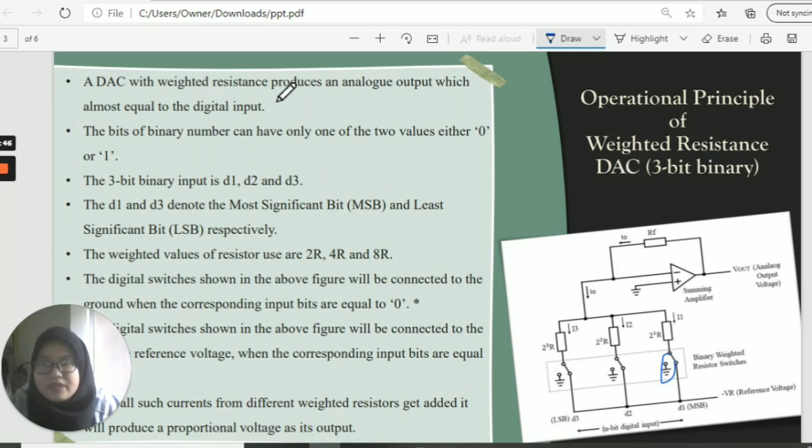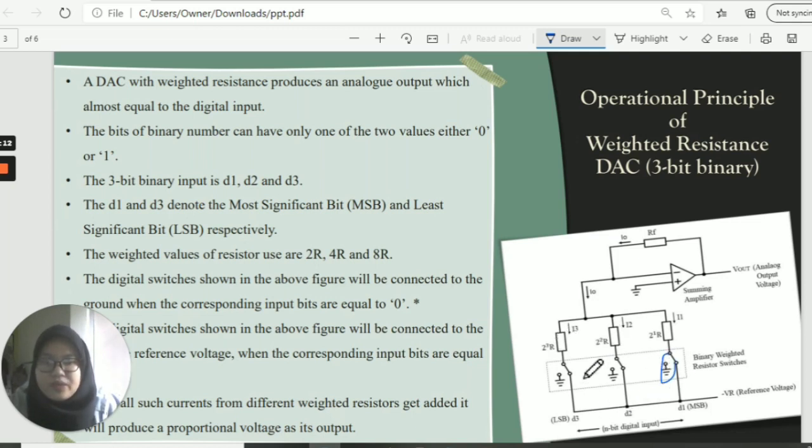So a DAC with weighted resistance produces an analog output which is almost equal to the digital input. The 3 bits of binary can only have either 1 or 0 as its value. The 3-bit binary is represented by D1, D2, and D3, where D1 denotes the most significant bit and D3 denotes the least significant bit. The weighted resistance is denoted by 2R, 4R, and 8R, where 2 to the power 1 is 2R, 2 to the power 2 is 4R, and 2 to the power 3 is 8R.